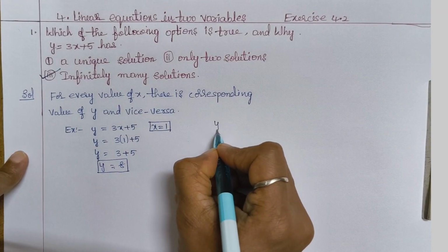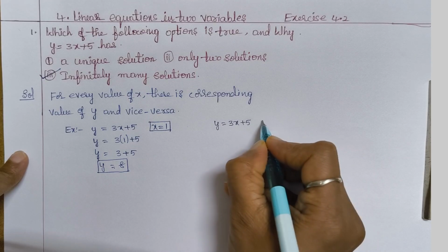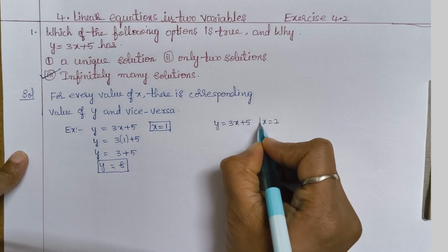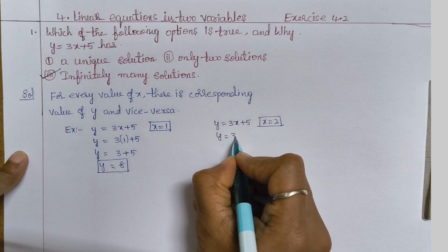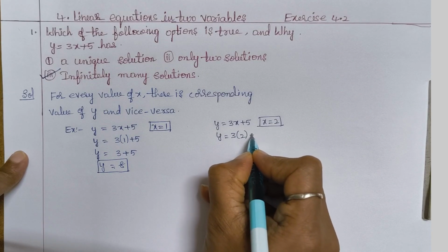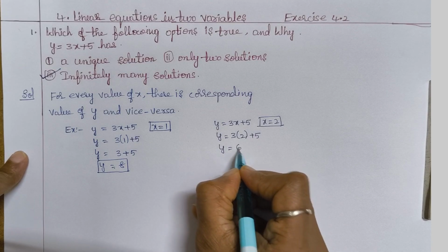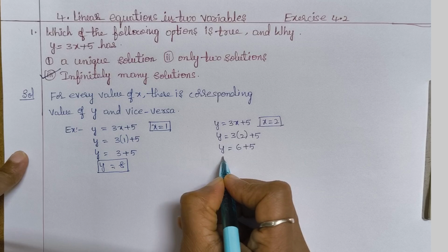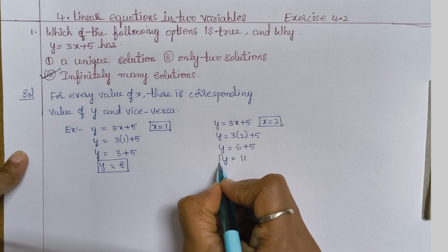Again one more example I will take. See, y is equal to 3x plus 5. Here I am taking x value 2. So taking 2 means y is equal to 3 into 2 plus 5. See here, y is equal to 3 twos are 6 plus 5. What is the answer? 5 plus 6, 11 is the answer.